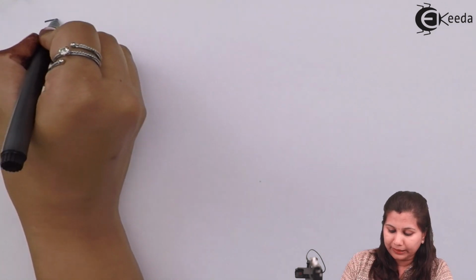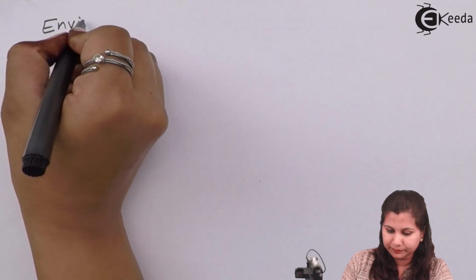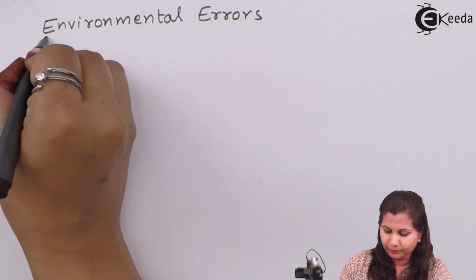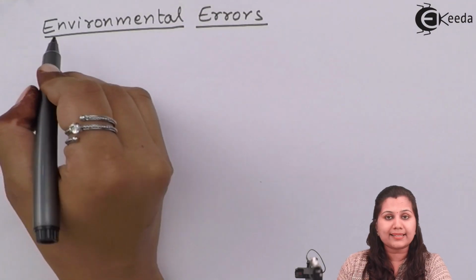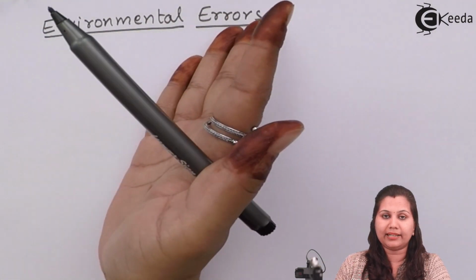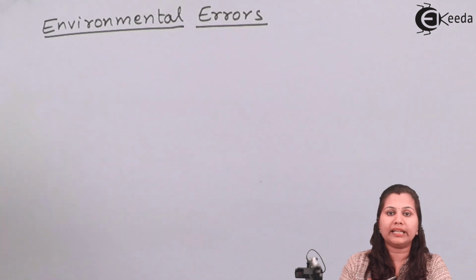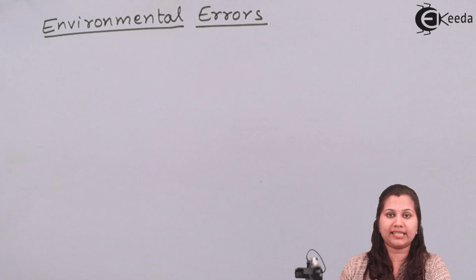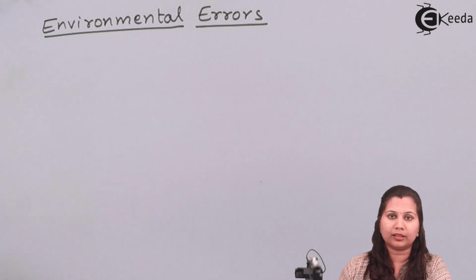Next type of systematic errors are the environmental errors. Now, as the name suggests, the environmental errors occur due to the environment. Like if any changes are taking place in the external environment of the instrument, and due to that there is any effect in the reading, then an error can occur.